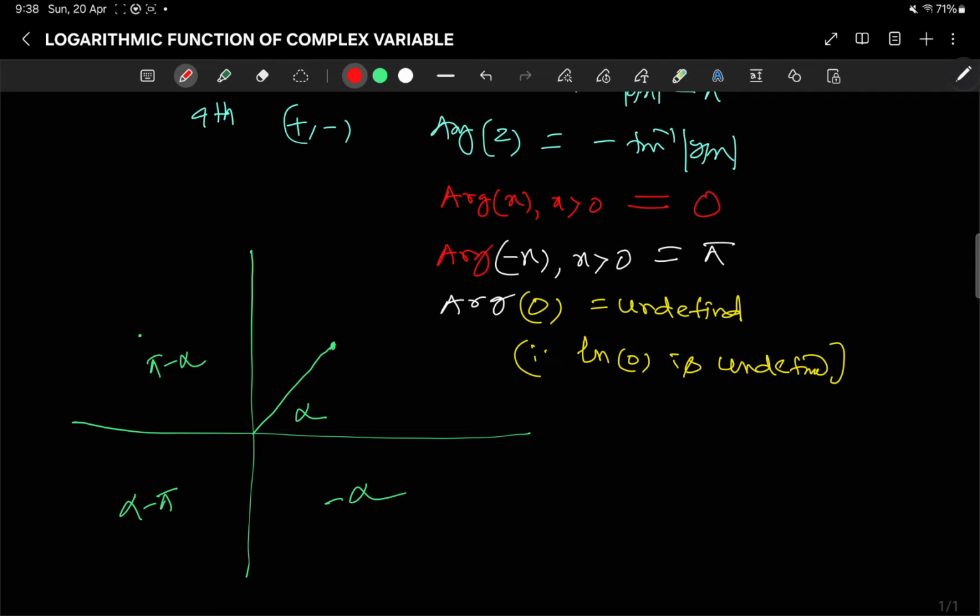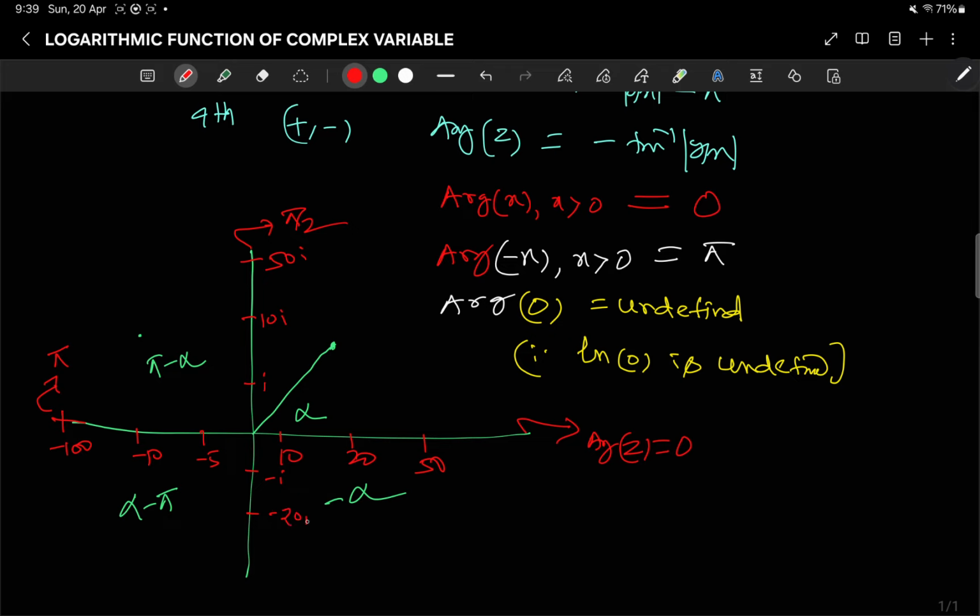Okay, and here if it is 10, 20, 50, whatever it may be, the argument of z is 0. Here suppose it is 10i, 50i, whatever it may be, the argument is pi by 2. Here suppose minus 5, minus 10, minus 100, whatever you say, the argument is pi. And here suppose minus i, minus 20i, whatever it may be, the argument is minus pi by 2. These are the principal arguments.